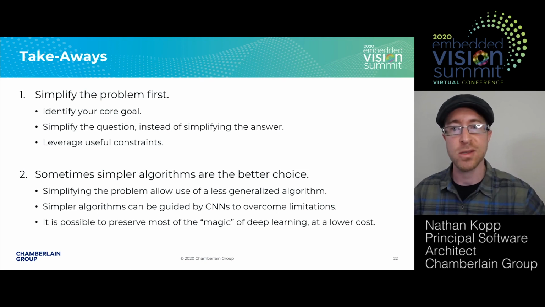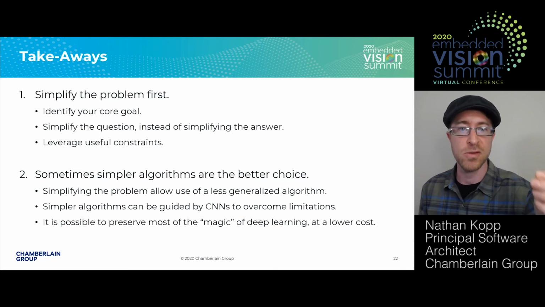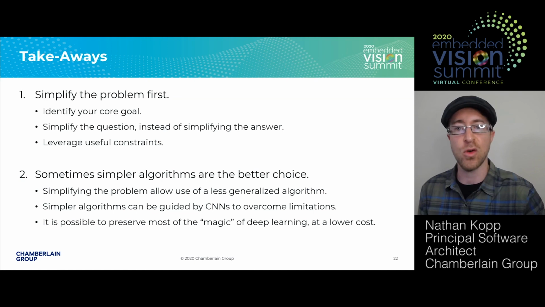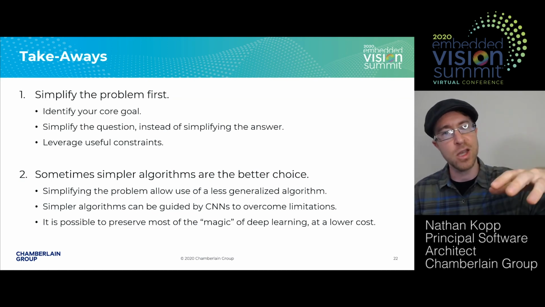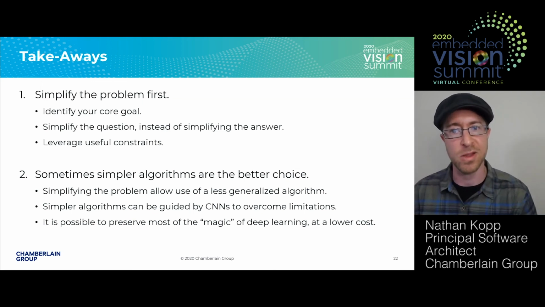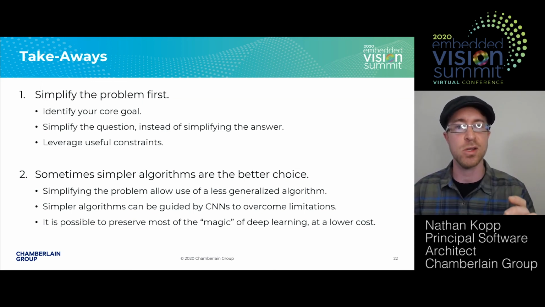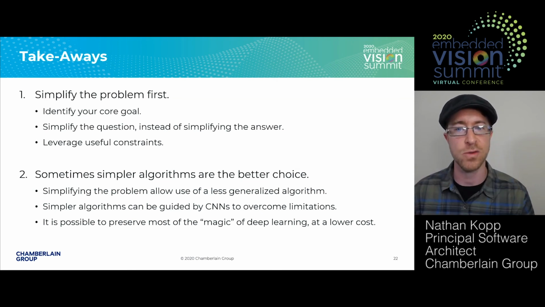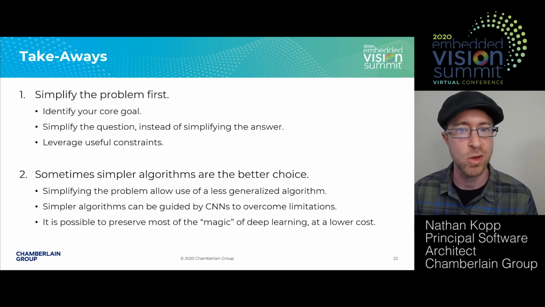So a few takeaways. First thing I want to say is it's important to simplify the problem first. If you want to use a simple algorithm, you need a simple problem. Identify the core goal. Try to simplify the question that you're asking instead of getting complicated metadata and then simplifying the answer. And then, very important, identify and leverage any constraints on the system that are useful to you. I think with this, I've made the case that at least some of the time using a simpler algorithm can actually be the better choice.